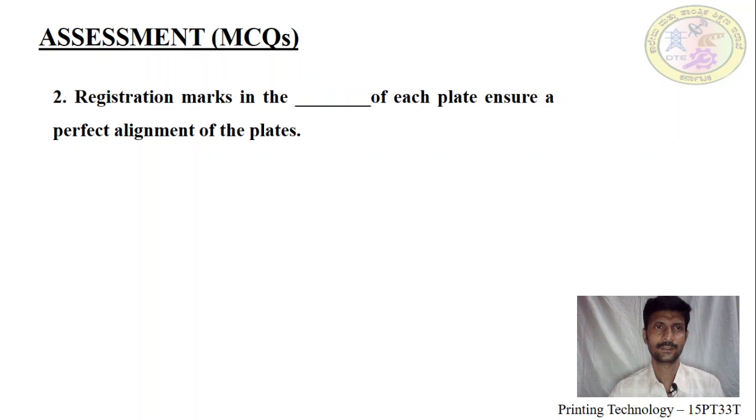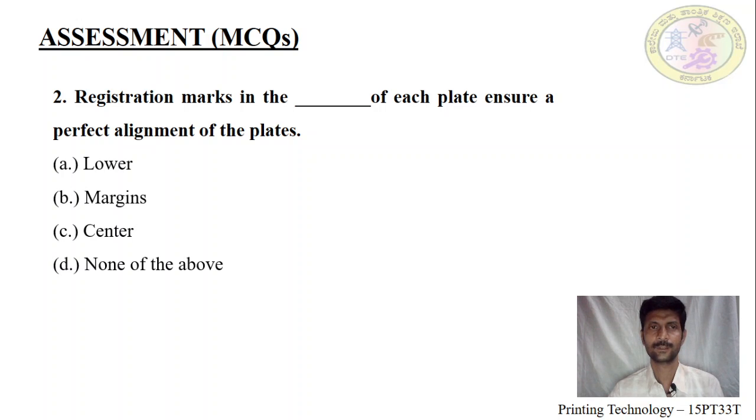Okay. Next question. Dash in each plate ensures the perfect alignment of the plate where it is placed. Lower, margins, center, or none of the above. Because during the printing process it will be there, and during the finishing process it will be cut.